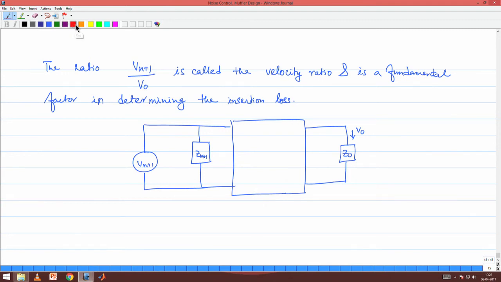If you have, within this block, a short circuit path, let us say, that will be ideal. If you have a short circuit path of this sort, what will happen? Then the entire current will go through this short circuit path and minimal current will actually go through the radiation impedance Z0, and therefore V0 will be drastically less, and the ratio of Vn+1 and V0 will be very high, insertion loss will be very high. So, that is how we should go about trying to design for good insertion loss for a muffler, right.